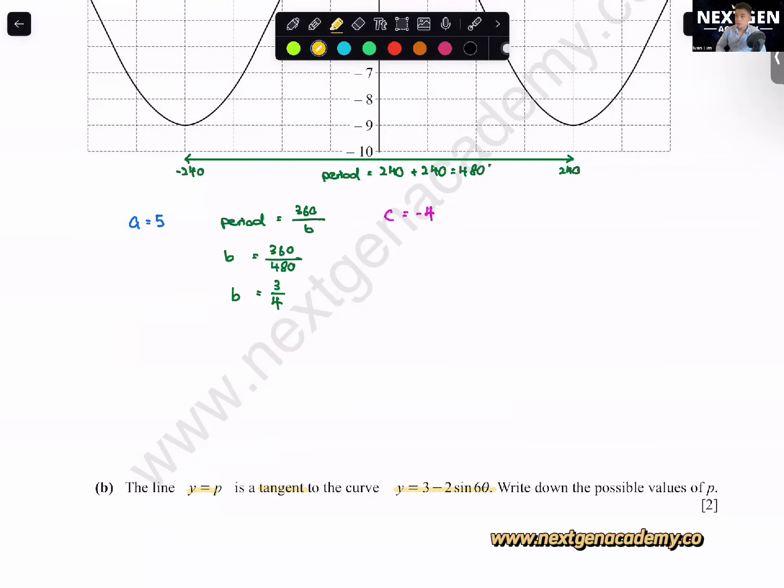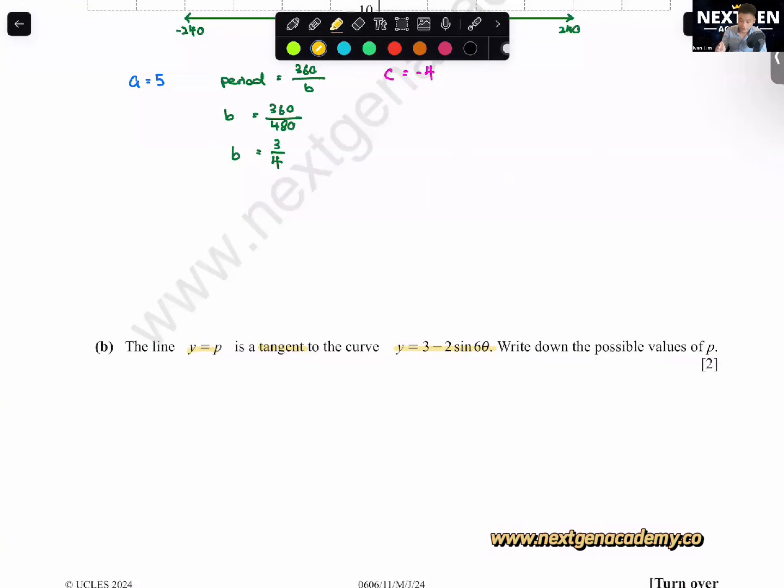Okay, what does it mean? Tangent to the curve y equals to 3 minus 2 sine 6 theta. Okay. The line y equals to P, this will be a horizontal line. Because y equals to a value is a horizontal line, right? Okay, so now how to explain this, right? It's like that. If I got, let's say if I got a normal sine graph, where are the two tangents to the curve?